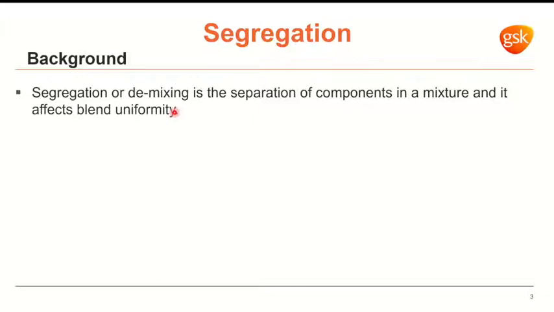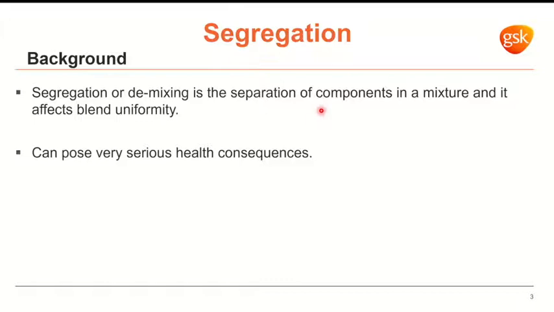affect the blend uniformity because the particles or the components in the mixtures will not be homogeneously distributed, and you will find certain regions in the mixture where the concentration of a particular particle or component is more than another region where it is lower in concentration. So you will have a very non-homogeneous blend, and that is when we will say that segregation has happened. In the pharmaceutical context, segregation can pose some very serious health consequences.